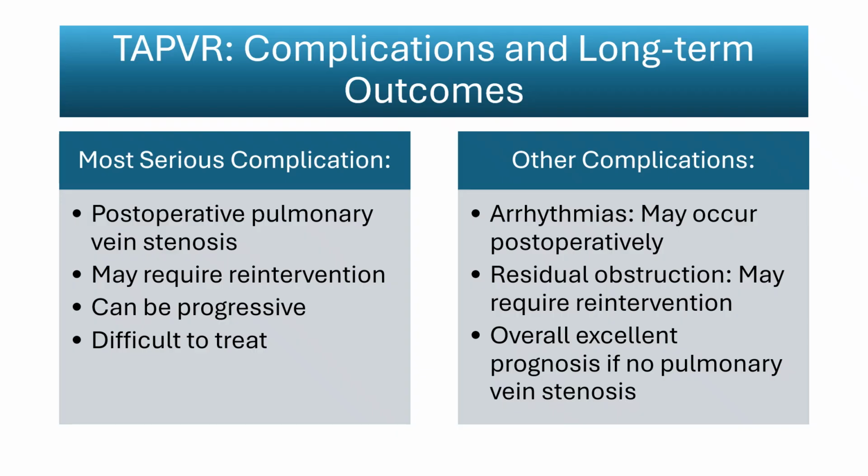Other complications include atrial or supraventricular arrhythmias, which may develop from atrial incisions or scarring, and residual obstruction if venous connections were incompletely repaired. Despite these risks, long-term outcomes are excellent when repair is complete and venous stenosis does not develop. Many patients enjoy near-normal growth and functional capacity. The prognosis therefore hinges on vigilant follow-up to detect venous narrowing early and intervene before it leads to irreversible pulmonary vascular disease.